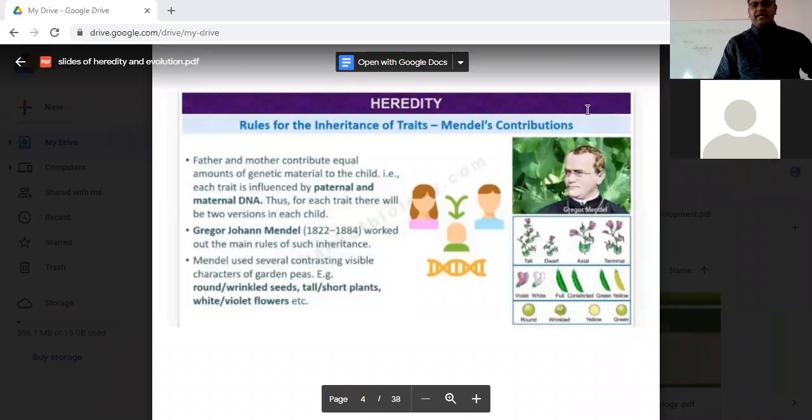So, good morning, students. Today we will be continuing with the discussion of the chapter heredity. In our last class, we discussed what is heredity, what are the acquired and the inherited traits. Then, who studied the inheritance of traits in the pea plant, and why did Mendel select the pea plant for his experiment? Now today we will discuss Mendel's law of inheritance.